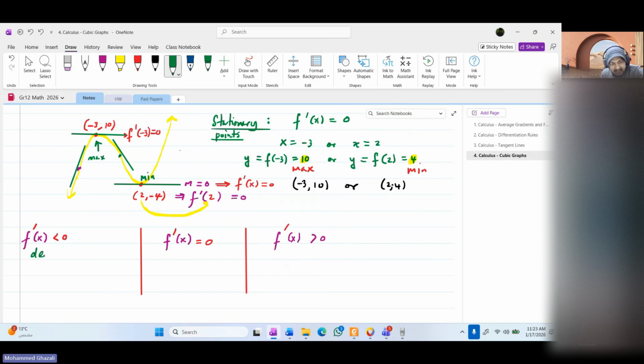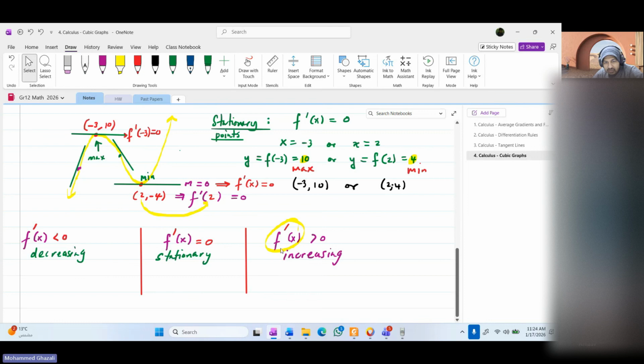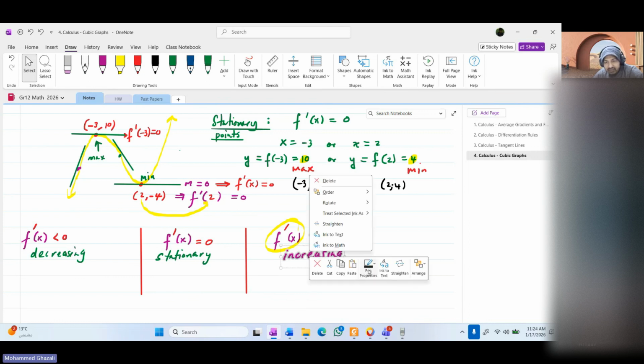So what does this mean? It is decreasing. When is the graph decreasing? f prime x equal to 0 means when is the function stationary? And f prime x greater than 0. What does f prime x represent? I told you many times, f prime x, think of it as a gradient function. When is a gradient positive? In other words, when is the function increasing? Okay. So those are the three concepts. Now we have to solve them. You can't just leave it like that.